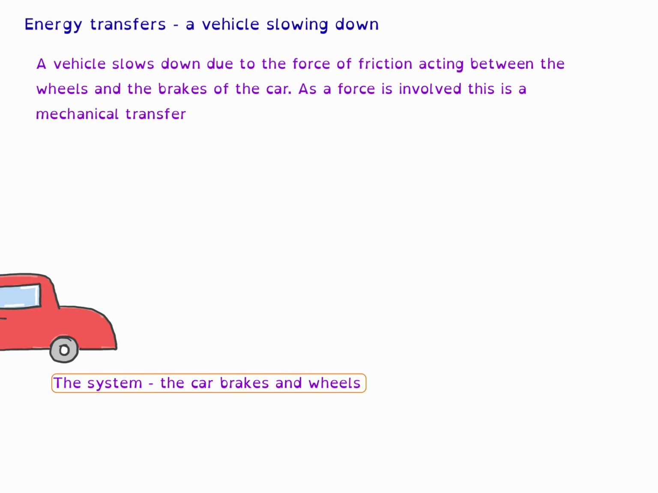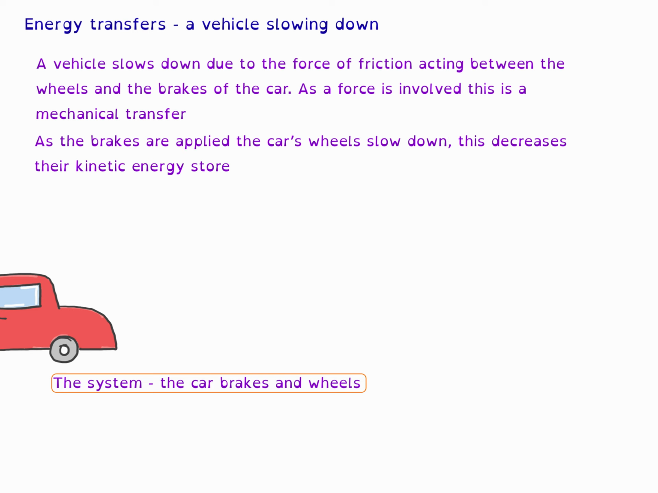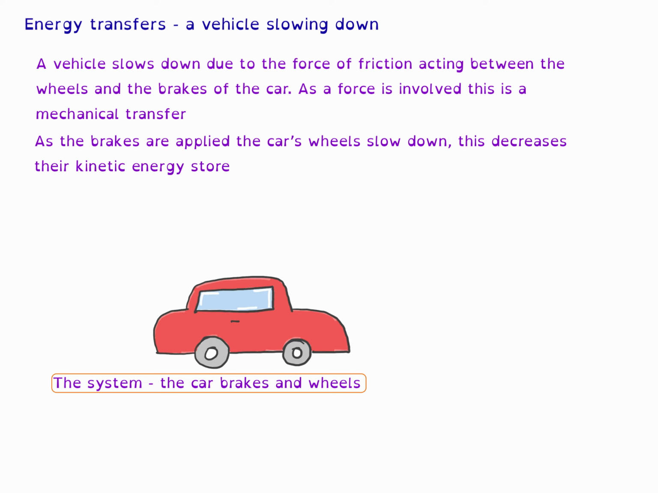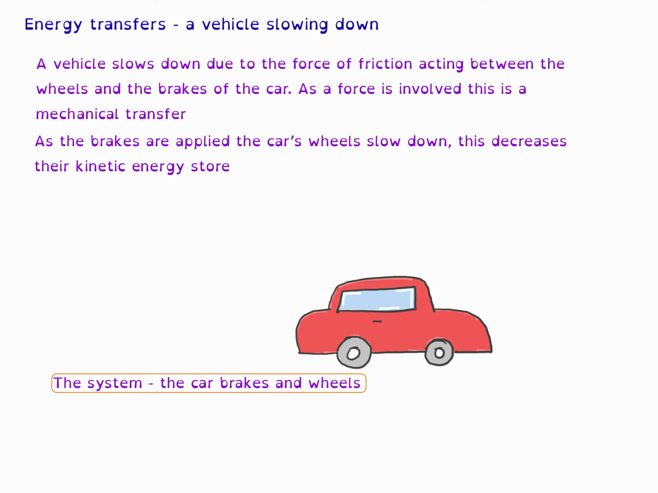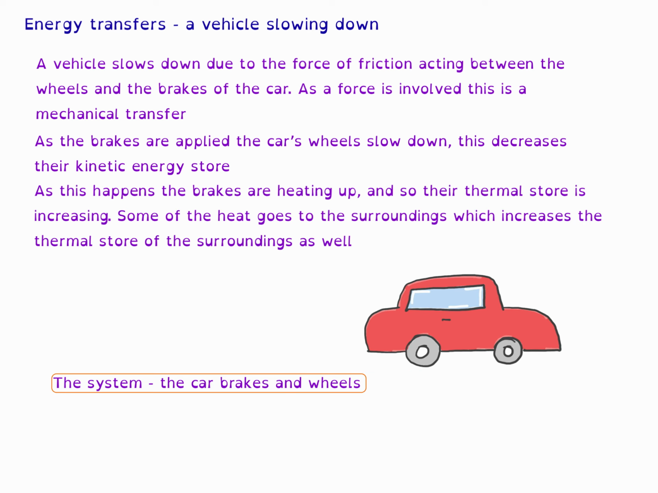In this example, a vehicle slows down to a stop. The system is the car brakes and wheels. A vehicle slows down due to the force of friction acting between the wheels and the brakes of the car. As a force is involved, this is a mechanical transfer. As the brakes are applied, the car's wheels slow down. This decreases their kinetic energy store. As this happens, the brakes are heating up, so their thermal store is increasing. Some of the heat goes to the surroundings, which increases the thermal store of the surroundings as well.